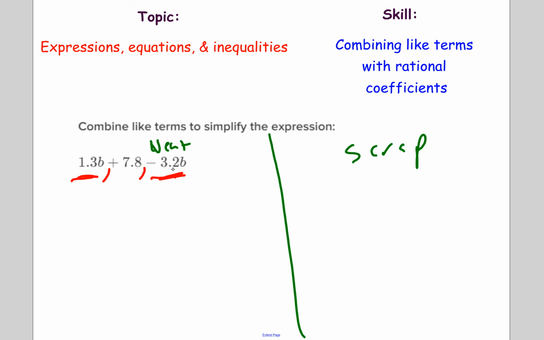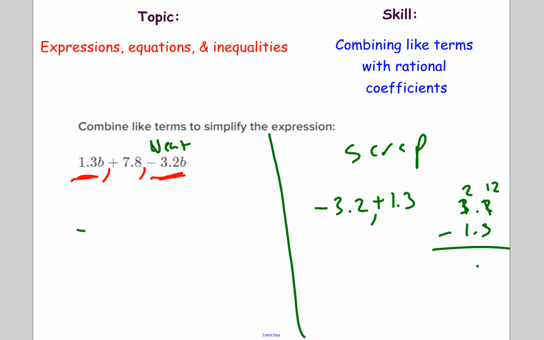So negative 3.2 plus 1.3, right? What do I have more of, more positives or negatives? I have more negatives, right? So I know that this is going to be a negative. But negative what? Just like we did with integers, it's really the difference between their absolute values. So you do 3.2 minus 1.3, and can't do that, so that'll be 2.